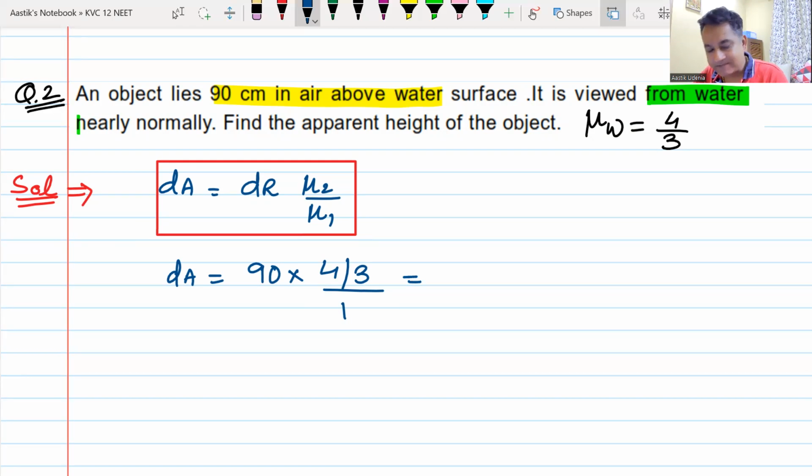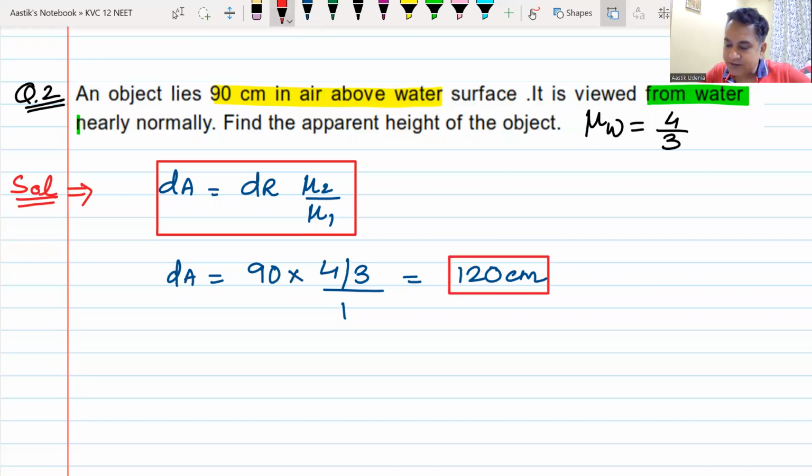90 multiplied by 4/3. 67.5. That means it will appear closer. You'll get 120 centimeters, sorry. I hope you can multiply this. 90 multiplied by 4/3, or shall I help you out? Do we understand this?